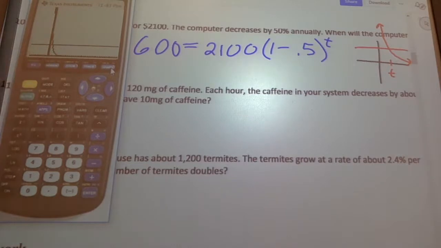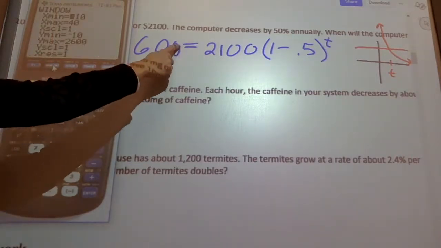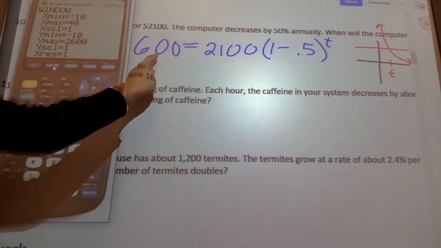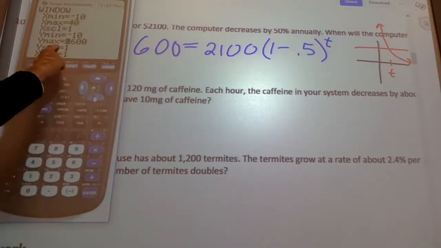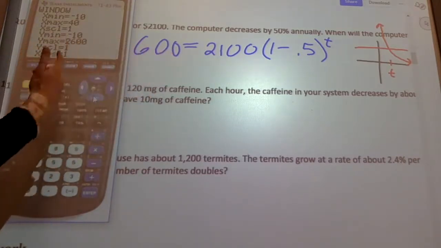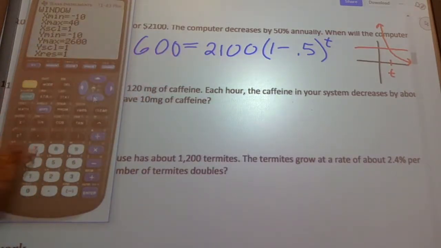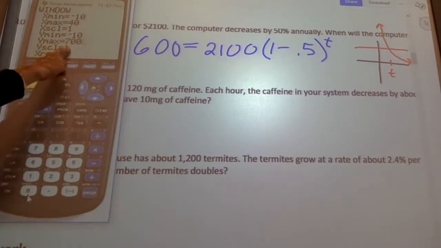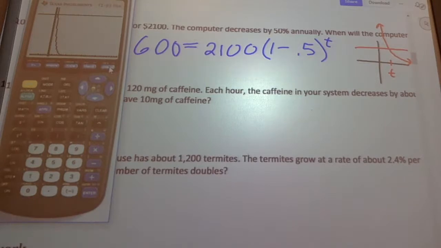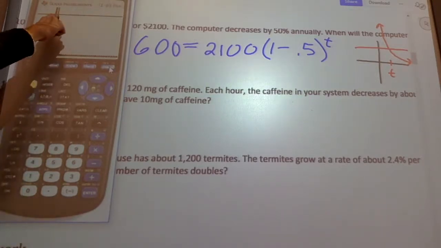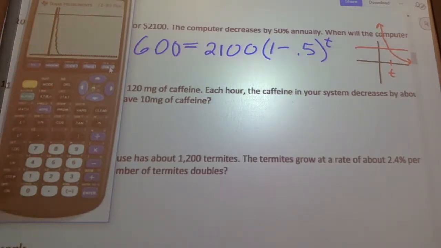If you don't see it on your graph, you're going to have to fix your window. Whatever this answer is here, 600, that's going to relate to what your y max should be. Since I want my answer to be 600, let's go a little bit more than 600 and do 700 on my y max. And then I can graph. I have to see the intersection in order to find the intersection.